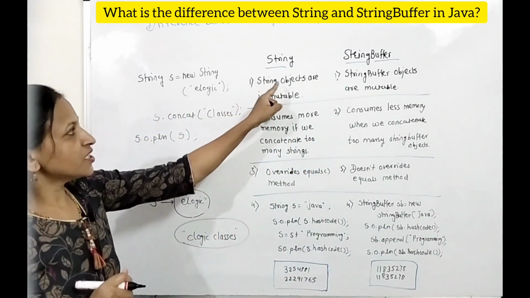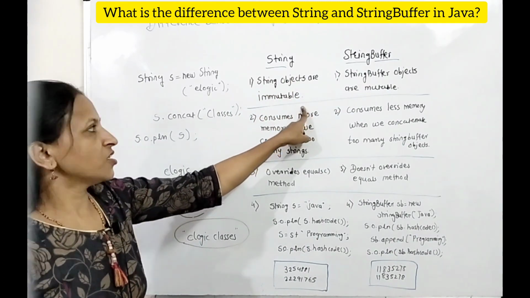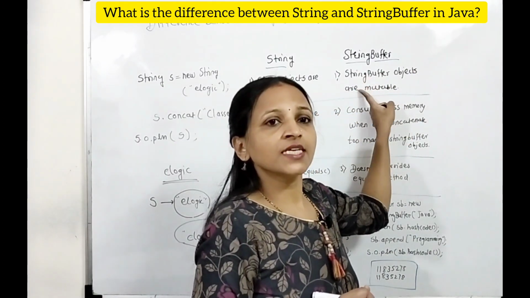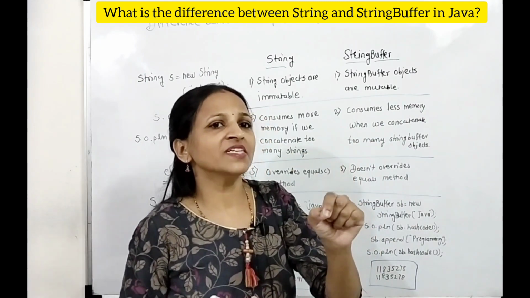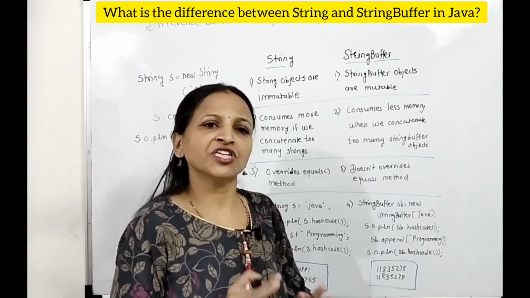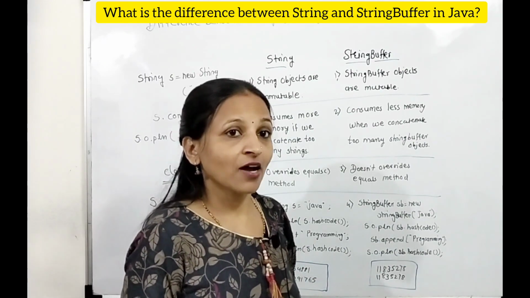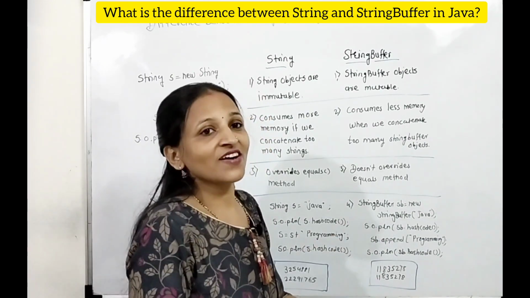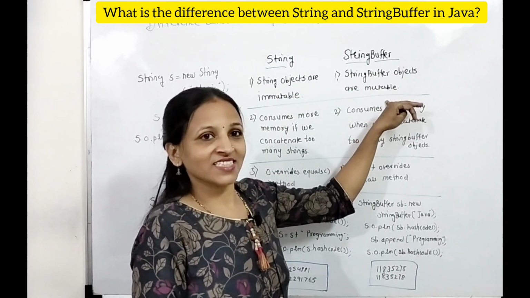Getting? Means string objects are immutable in nature, whereas StringBuffer objects are mutable. Mutable means changeable behavior is there. You can modify StringBuffer objects very easily. Getting? Now you can get an idea why Java has provided these two classes.